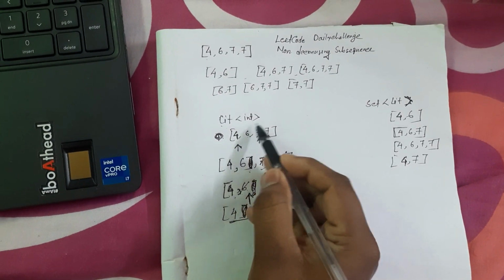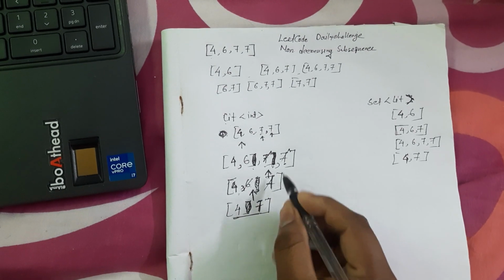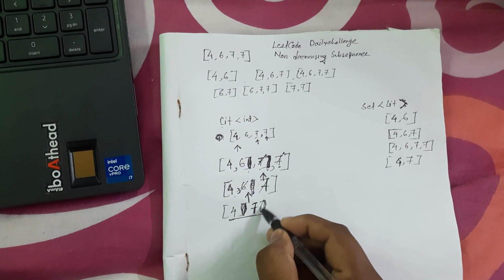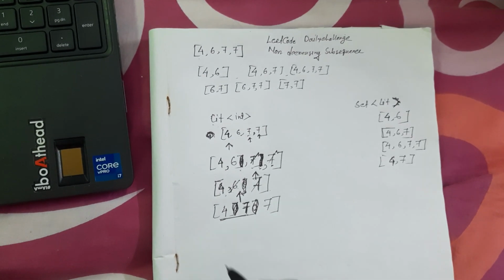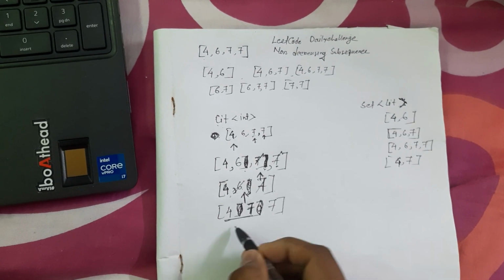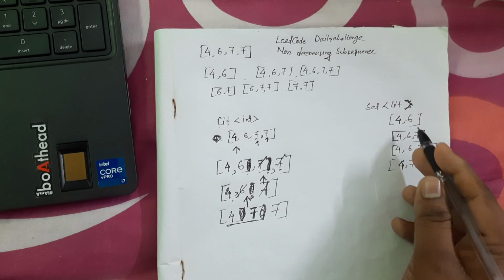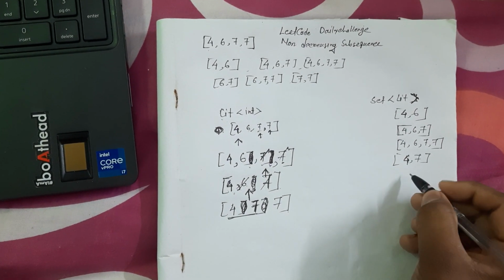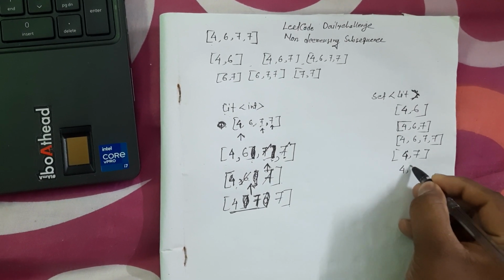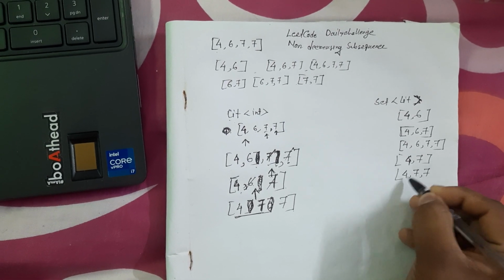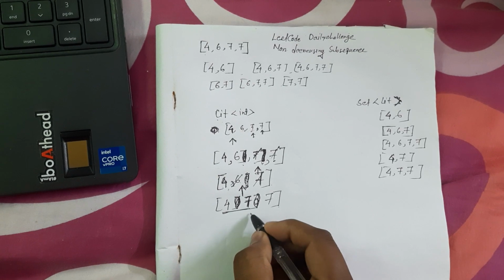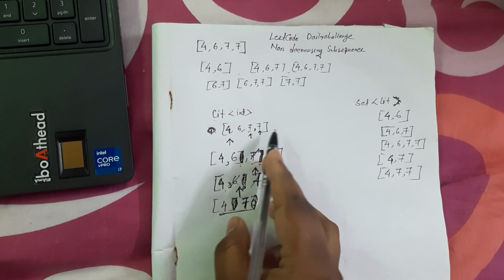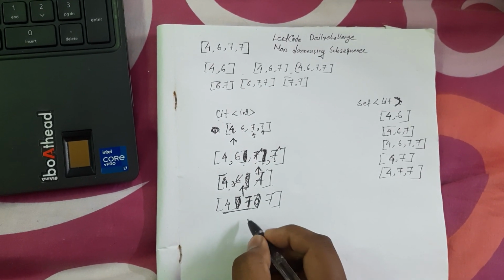Now we move to the next index. 7 is also greater than or equal to our previously inserted element 7. So we can get a new set, 4 7 7. It is not present in our set, so we can add that list to our answer set.